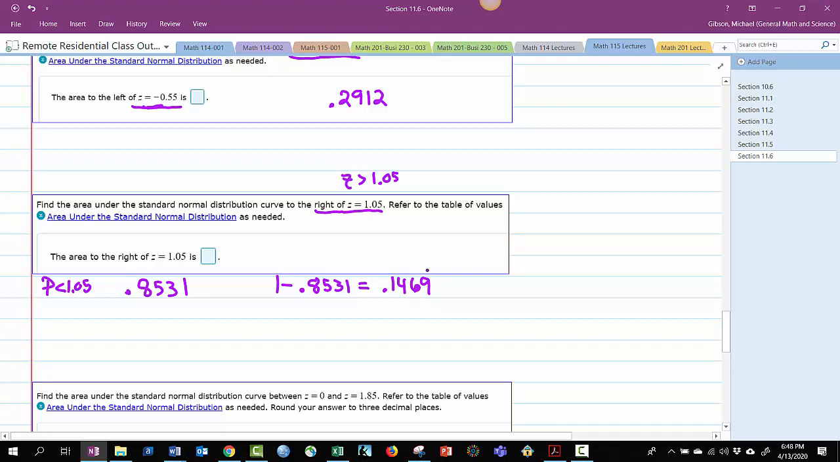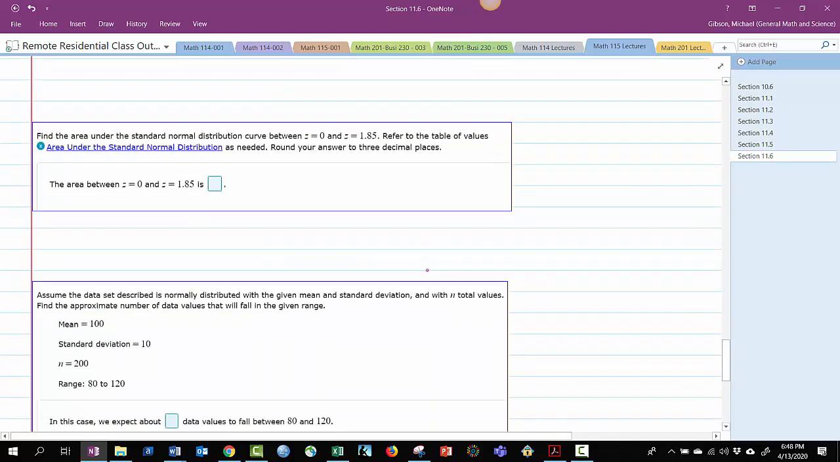Okay, here's the next sort of standard kind. This is the third of the three standard types, if you will. What's the probability of being between two numbers? 0 and 1.85. Okay, so what we're going to do here, the probability of being between two numbers, is you find the probability of the bigger one first. All right, probability being less than the bigger one.